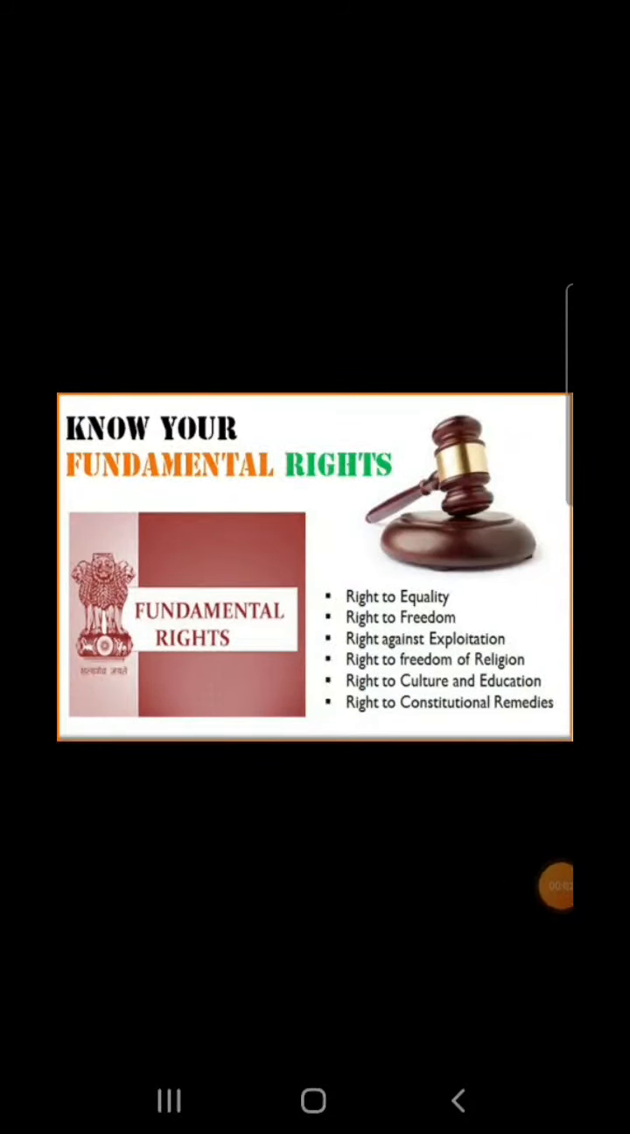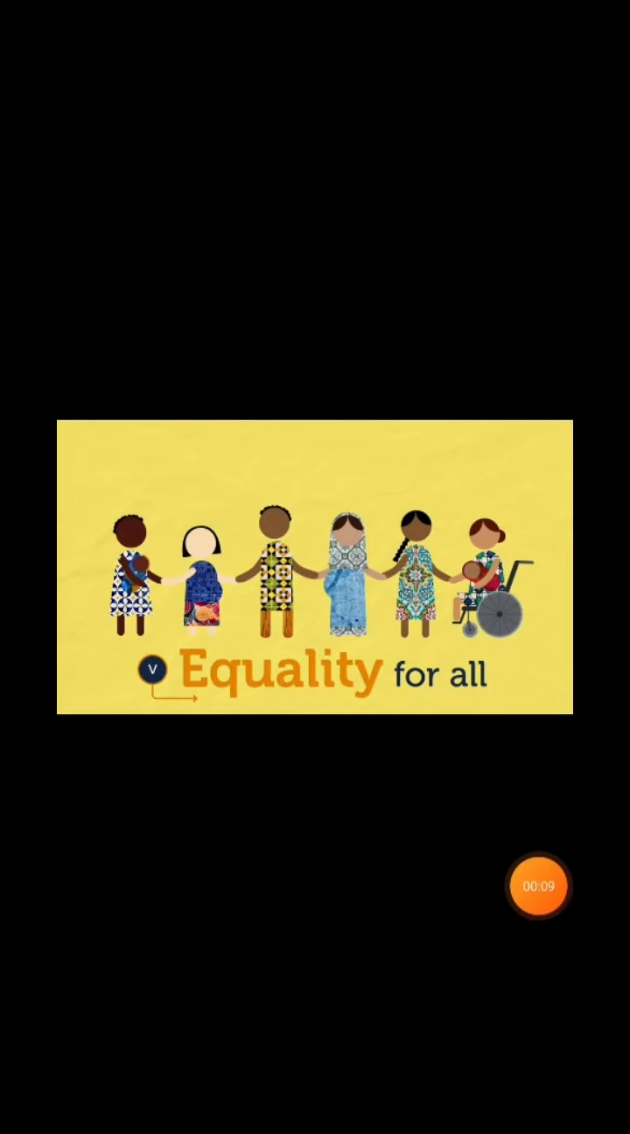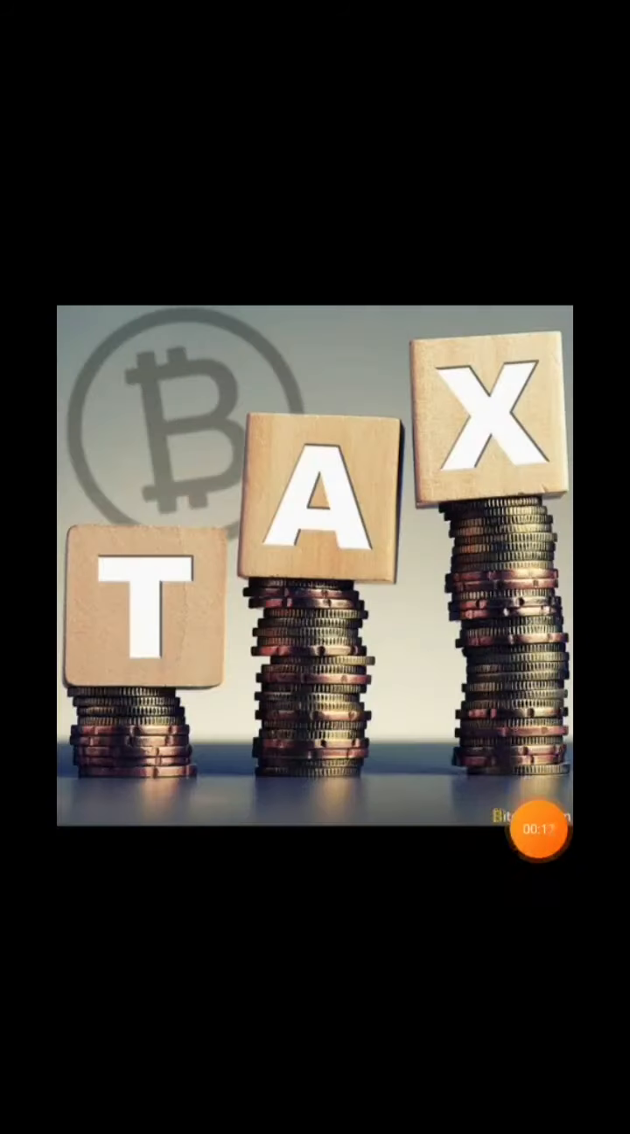Fundamental rights put restrictions on the power of the government. A few such restrictions upon the state are listed below. State shall not discriminate between and among citizens on the basis of caste, religion, race, language or sex. State shall not deny anybody equality before the law and equal protection of the law. No person shall be deprived of his life. State shall not impose any religious taxes.